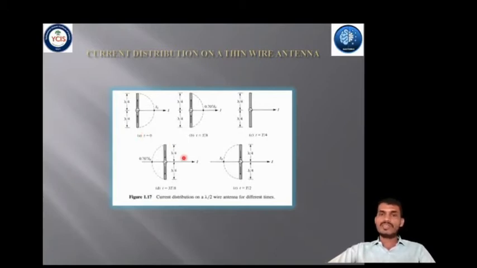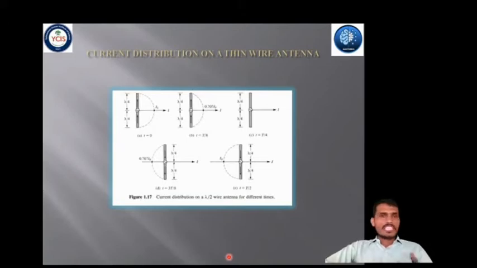Now there are different time instants present. One is t equal to 0, another is t equal to T by 8, third is t equal to T by 4, fourth is t equal to 3T by 8, and last is t equal to T by 2. These variations can be obtained by multiplying the current standing wave pattern of the figure by using this figure B. We can simply multiply 0.707 into I0 by cos omega t. Now this is all about current distribution on a thin wire antenna.